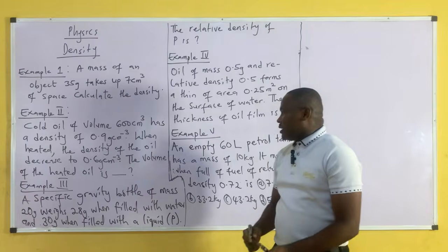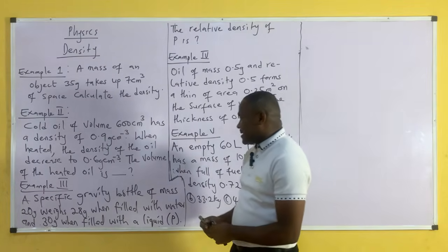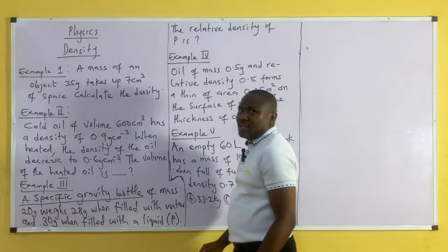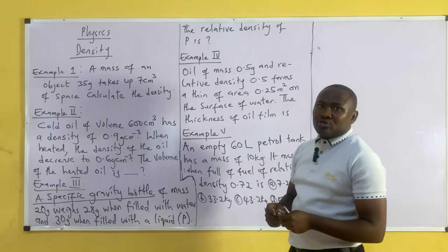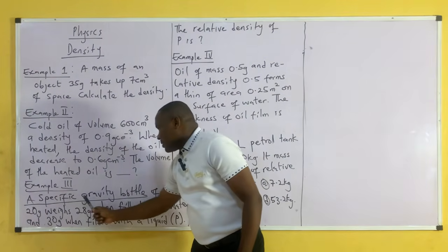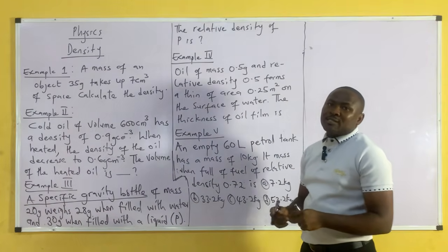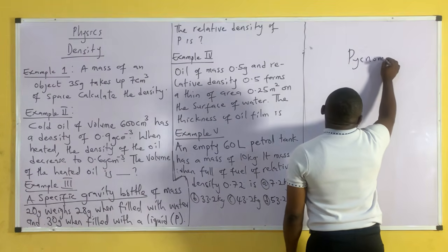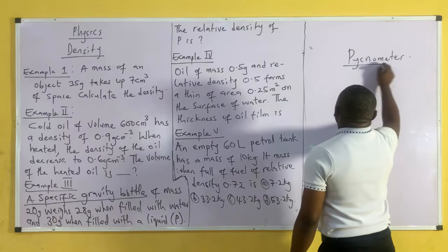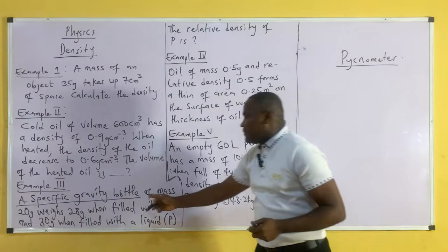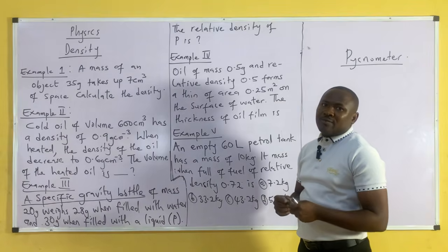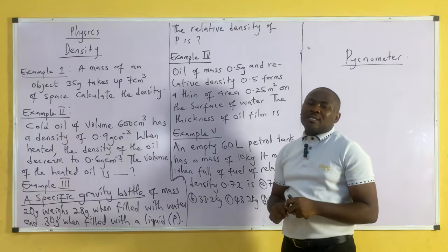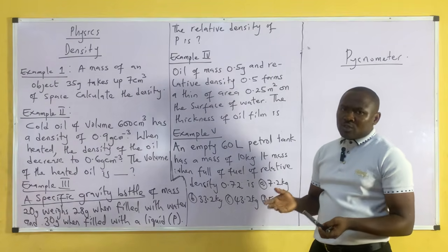Now let's look at example 3. Example 3 says a specific gravity bottle. A specific gravity bottle, meaning a relative density bottle. Another name for a specific gravity bottle is a relative density bottle or a pycnometer. This is another name for a relative density bottle, which is also called a specific gravity bottle. What is this instrument used for? It's used for determining the relative density of a liquid. That's what it's used for.